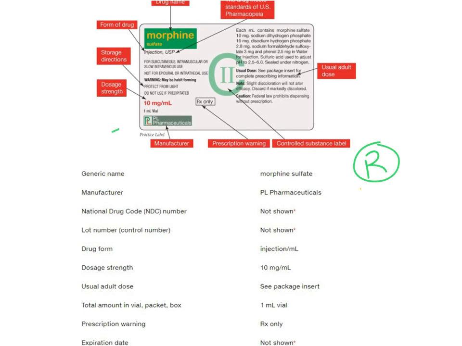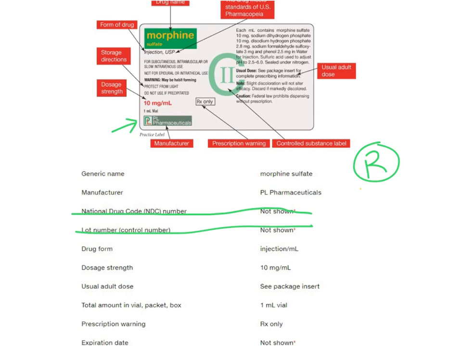Down there at the bottom, you guys can see the manufacturer is just PL Pharmaceuticals. You can see it's just their company logo put on there. If it's not on a label, I probably won't ask you for it. So I wouldn't ask for the national drug code number here. Notice that the person wrote not shown, and that is because it's not on there. And remember, the national drug code number is real easy to spot because we're going to look for NDC. Same thing with the lot number. It is not on there, so I probably wouldn't ask for it.